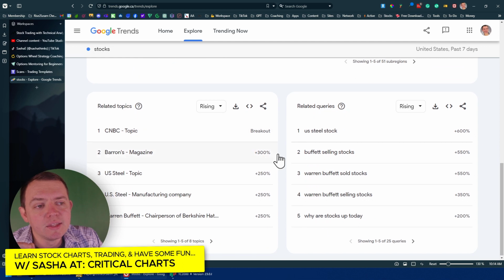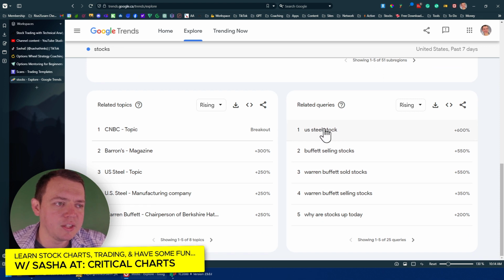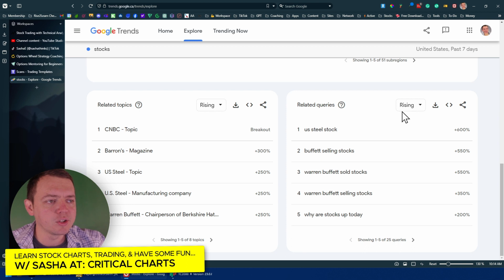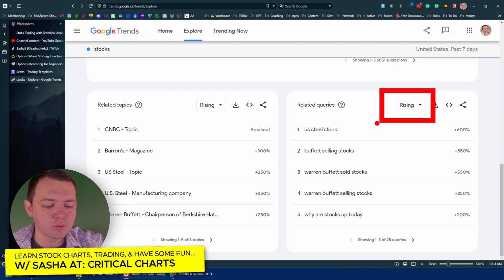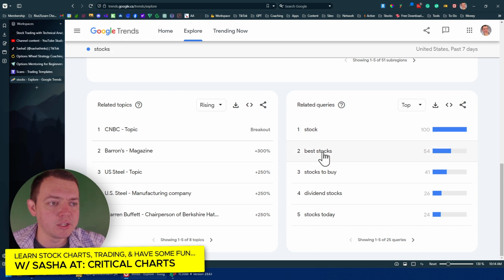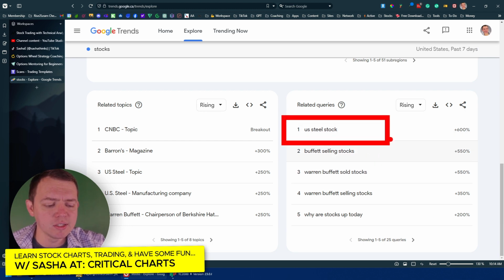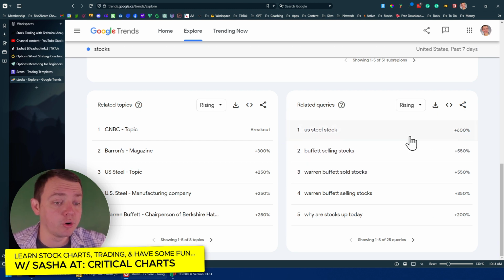Now, sometimes this is going to sway things, like it could be stock photography. But in this case, what we have here is a couple of things going on where we have related queries. If we scroll down, we have rising, but then you can also fine tune things for the top, like, best stocks to buy and so on. So I would do rising right now, but you could check out both. And you can see US Steel has had a pretty significant growth over the last week.